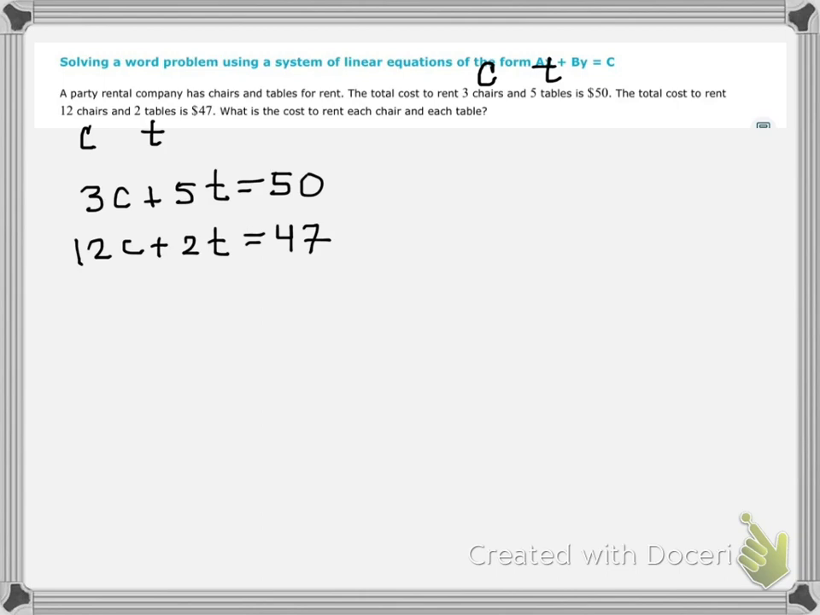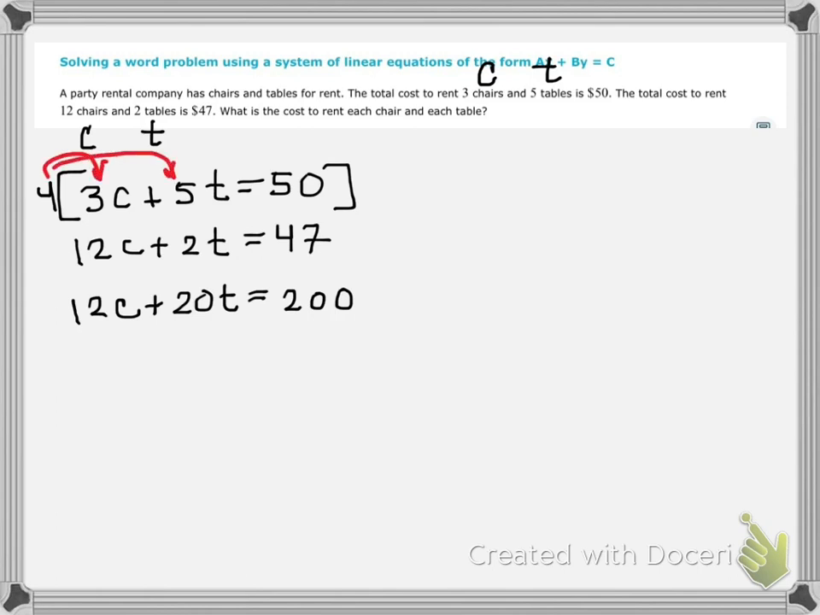Solving by elimination, I need to get one of the coefficients on the variables to match up by multiplying the equation by some real number value. So if I multiply the first equation by 4, I'm not going to have to do anything with the second equation, because look what's going to happen. The first equation is now going to be 12c plus 20t is equal to 200. This 4 gets distributed to every term on both sides of the equation.